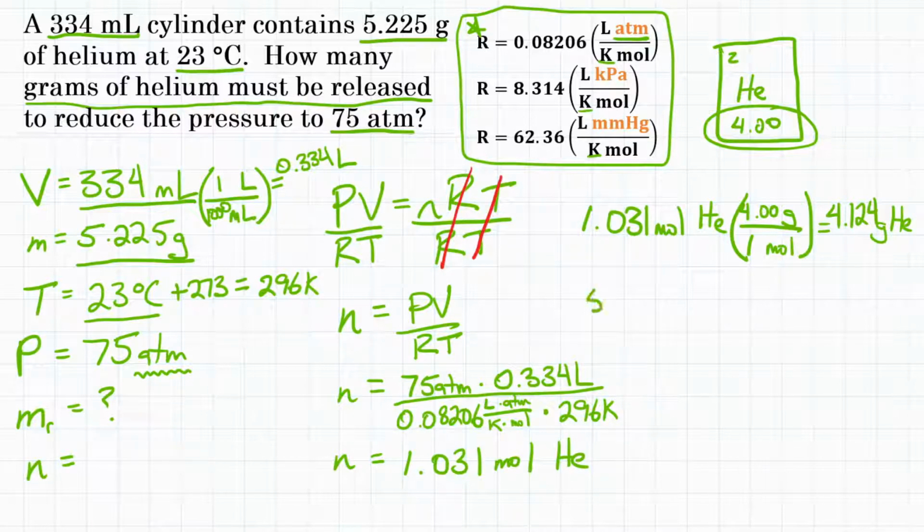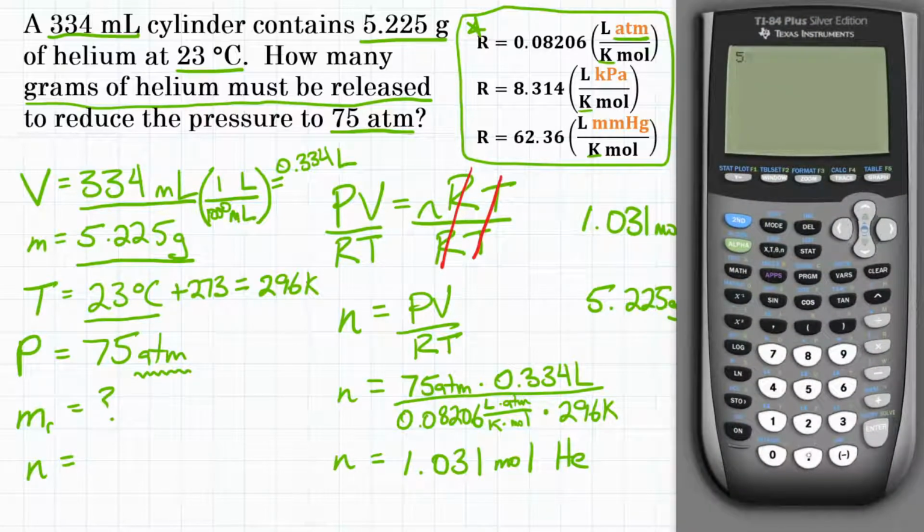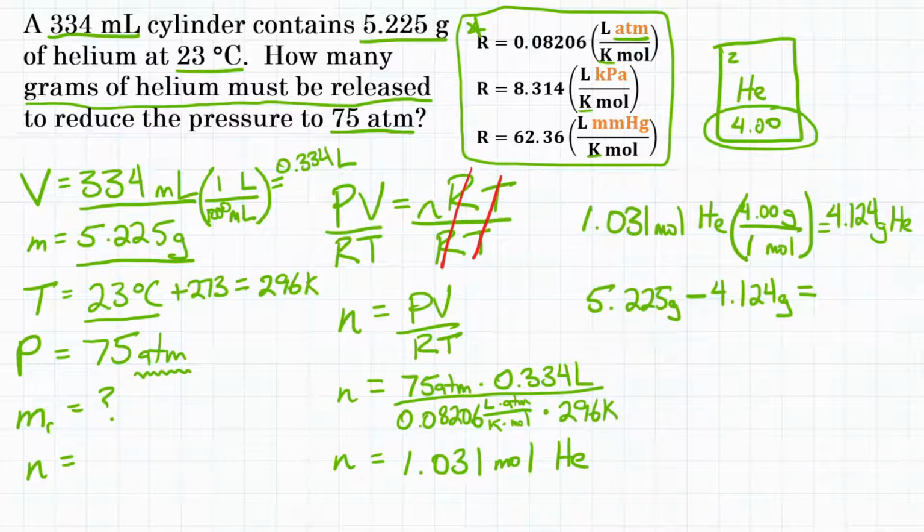Well, we currently had 5.225 grams to start. So if we subtract 4.124 grams from that, we get how many we must release. So 5.225 minus 4.124, hit enter, and we get 1.101. So that is how much helium needs to be released, and that is in grams. So let's cut that off to 1.1 grams.